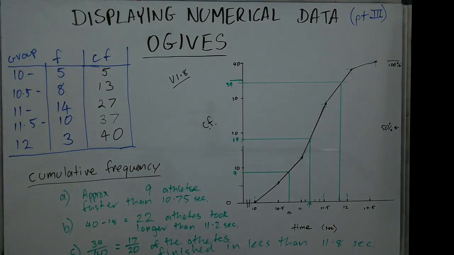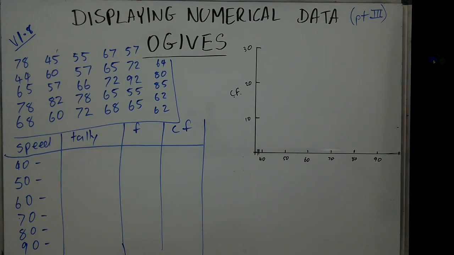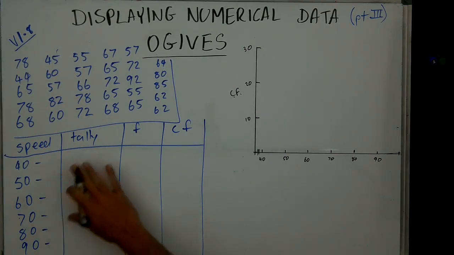Okay, so I've got one more example. So this is our last example in the Ogive section. The data shows the speed of 30 cars measured by a police radar gun. We've already looked at this, but we'll go through the motions again. The first thing, tally the data using a frequency distribution table. So we'll do this bit first.